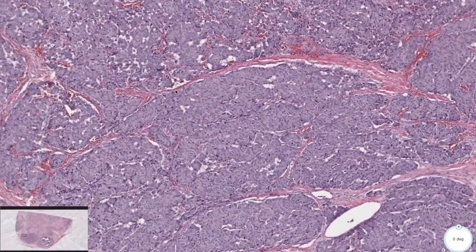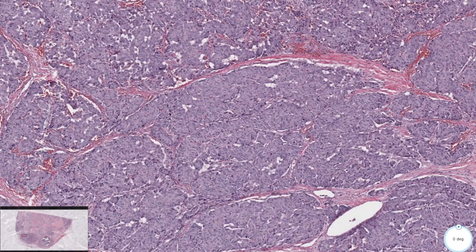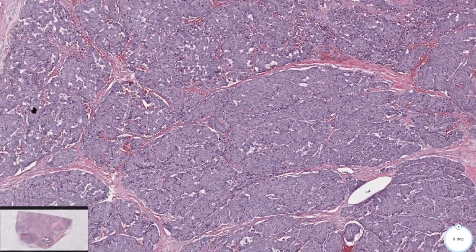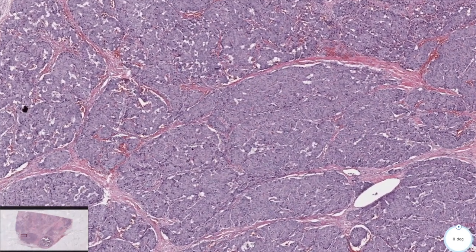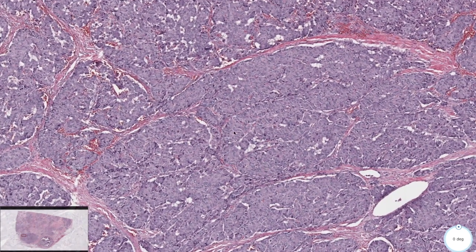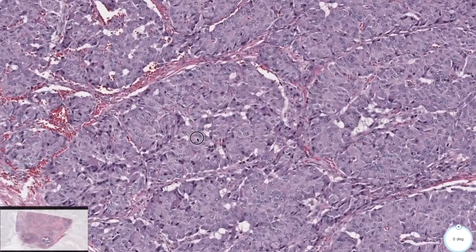We're seeing these lobules, almost these nests of cells, and even from this power you can appreciate that the cells are very pale. They're very large, and let's go in a little more. You could see the nucleoli from this power. From such a low power, you could see it. So let's take a quick look inside here.